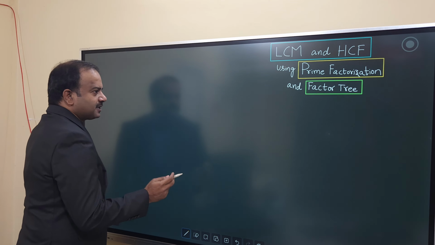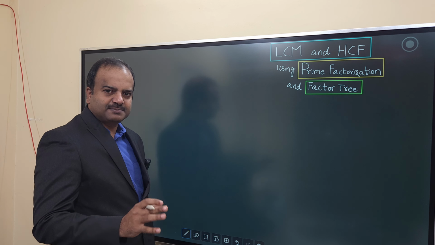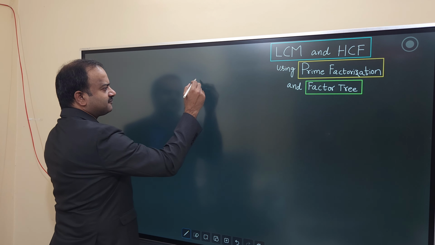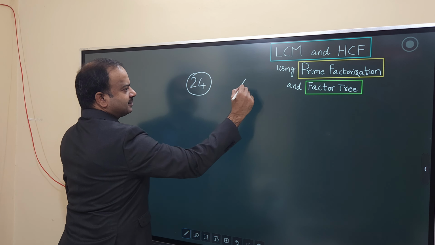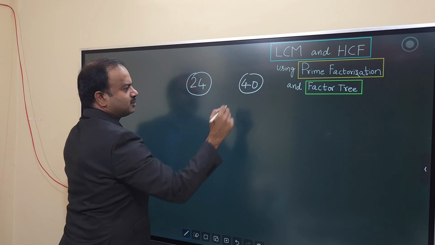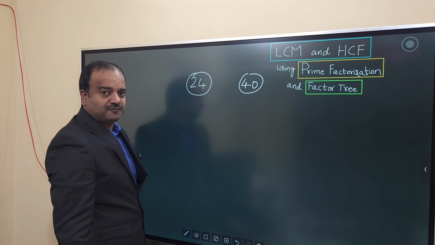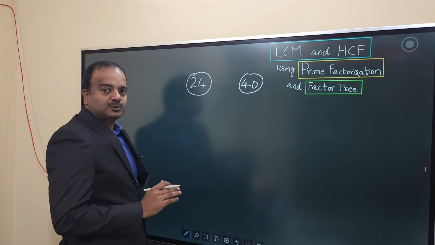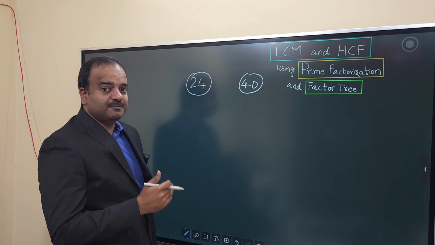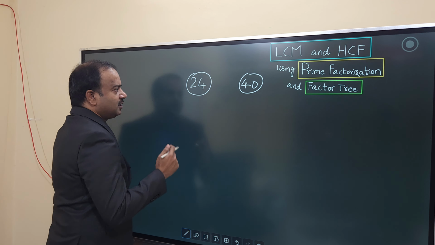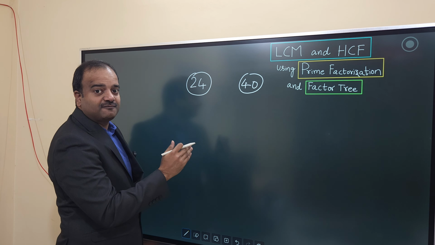Let's get started. Now let's take two numbers, a very simple way. I want to find the HCF and LCM of 24 and 40. Now, how to do it using a prime factor tree: start dividing the numbers with the smallest prime number, which is 2. So now we're going to form a prime factor tree.